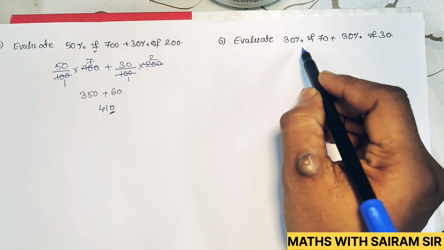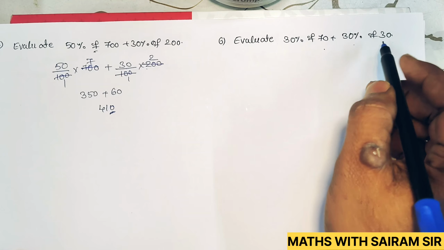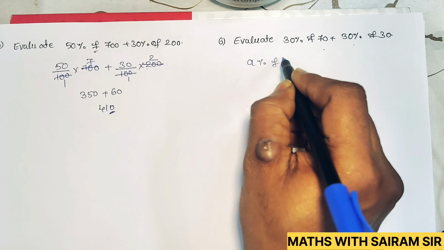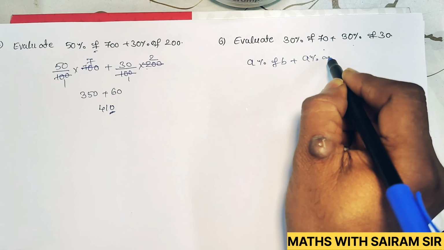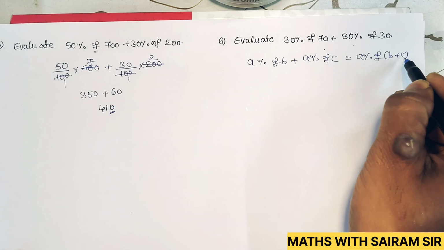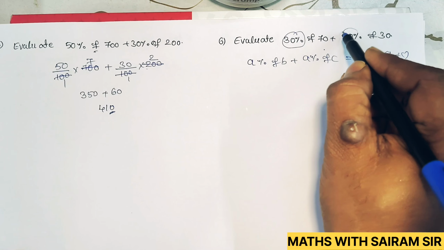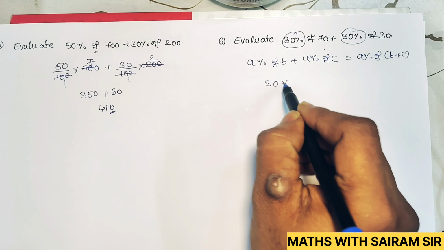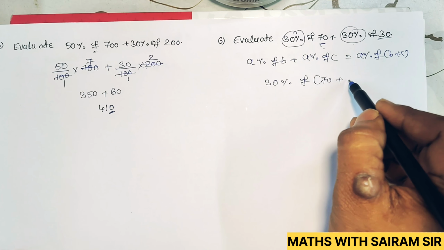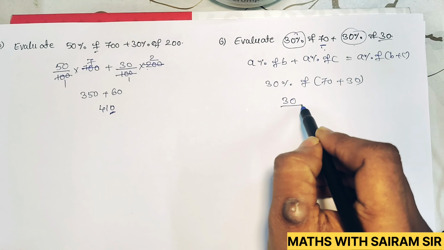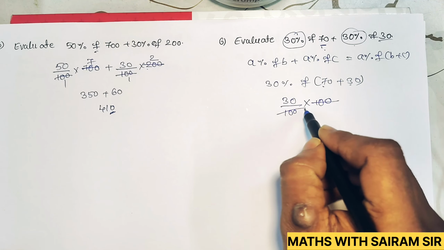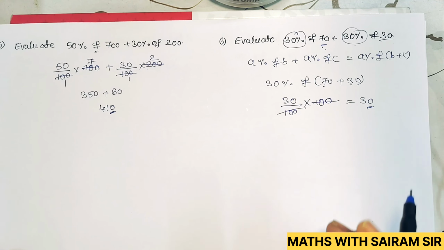Evaluate 30% of 70 plus 30% of 30. So to solve this problem one must know an important formula, that is a percentage of b plus a percentage of c. This can be written as a percentage of b plus c. To say simply, here 30% and 30% is common. On taking 30% of the common, whatever left over in the first term, that is 70, in the second one 30. So 30% means what? For 100, half means into, this is 70 plus 30 is 100. So 100 get cancelled. What is the answer? 30 is the answer for this question.